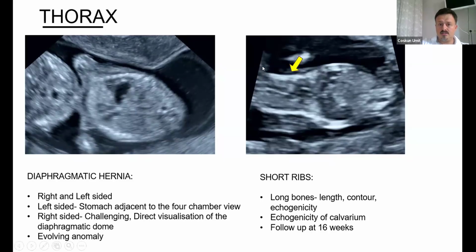Here is a little skeletal dysplasia case. Here is the bell-shaped thorax and long bones length. You should check other parts of the baby, the echogenicity of the calvarium. So this is a very lethal anomaly. So we terminate the pregnancy, unfortunately.